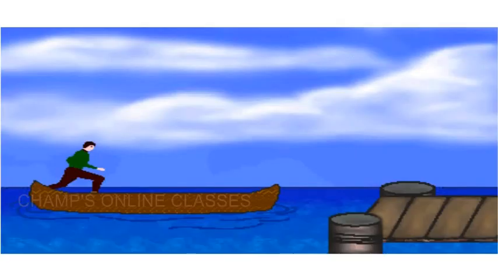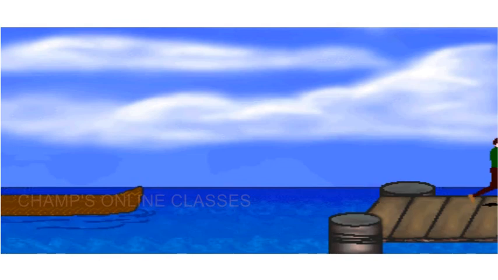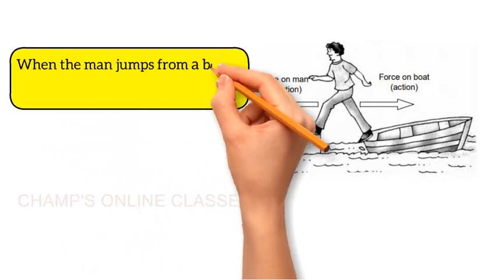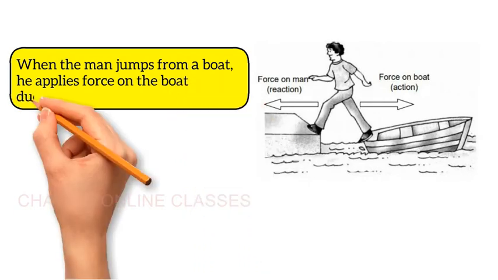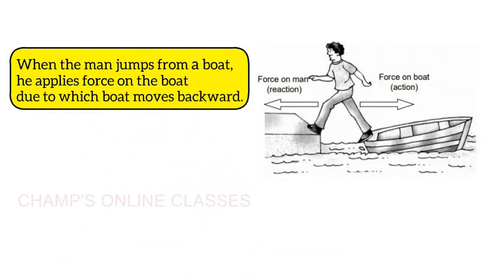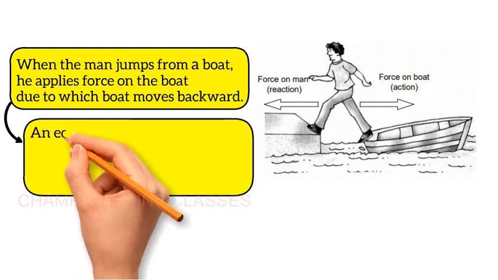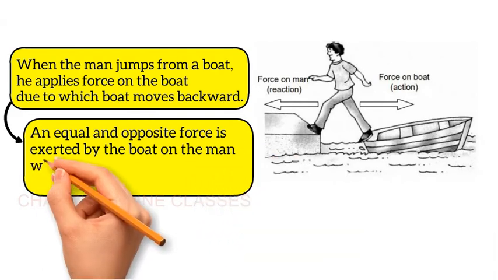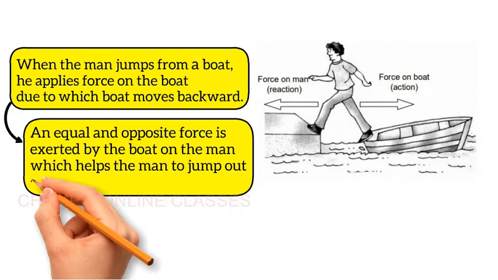Have you ever been on a boat ride? What happens when you jump off the boat? In which direction does the boat move? Try to remember. Okay, let's have a look here. Now here, when the man jumps from a boat, he applies force on the boat due to which the boat moves backward. Now this is an action done by man on boat. Now as a reaction to this, an equal and opposite force is exerted by the boat on the man, which helps the man to jump out of the boat.